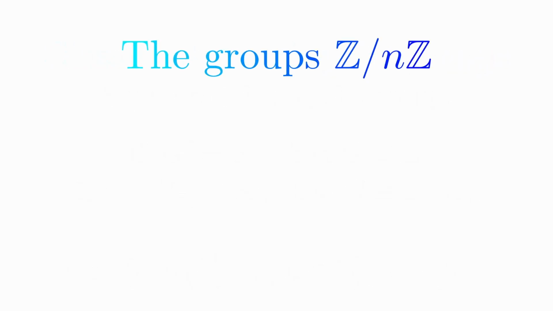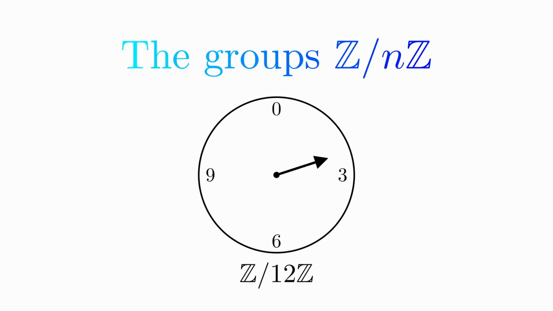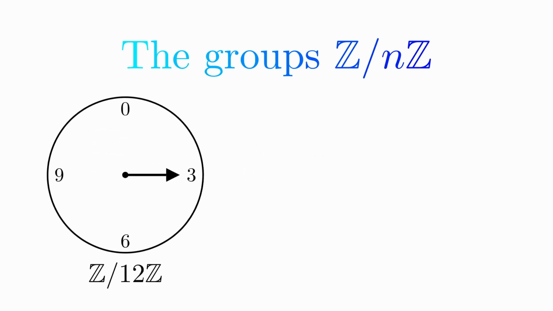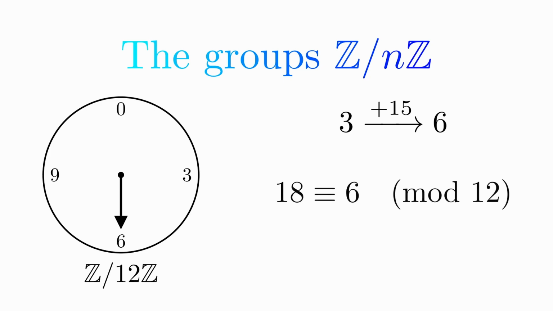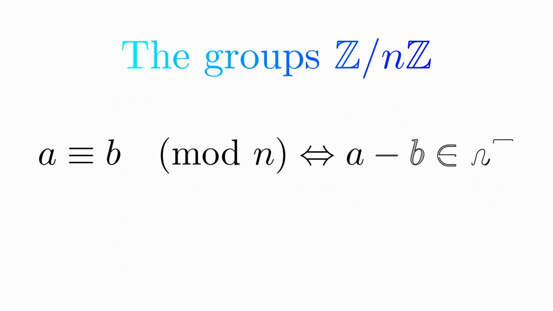Now let's take a closer look at the quotient group of integers. Consider the arithmetic of a clock. Adding 15 hours to 3 o'clock results in 6 o'clock. We express this as 18 being congruent to 6 modulo 12. The quotient group of integers modulo 12 captures this cyclic behavior. More generally, two integers are equivalent modulo n if their difference is a multiple of n.